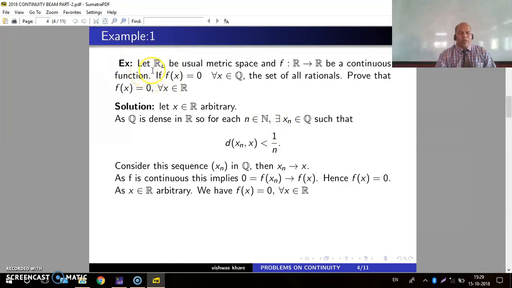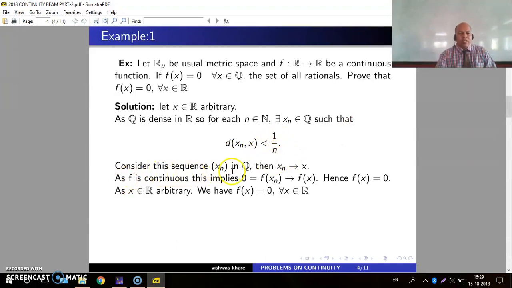Example 1. Let R with the usual metric be a metric space and f from R to R be a continuous function. If f(x) is equal to 0 for all x belongs to Q, the set of all rationals, prove that f(x) is equal to 0 for all x belongs to R. Solution. Let x belongs to R be arbitrary. As Q is dense in R, so for each n belongs to N, there exists xn belongs to Q such that the distance between xn and x is less than 1 by n.